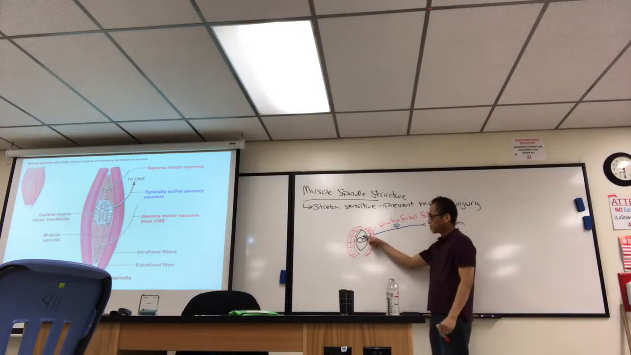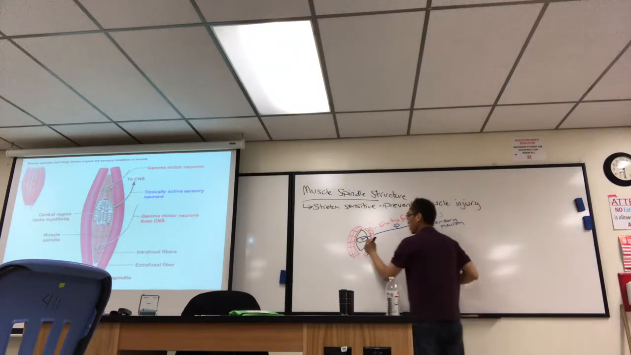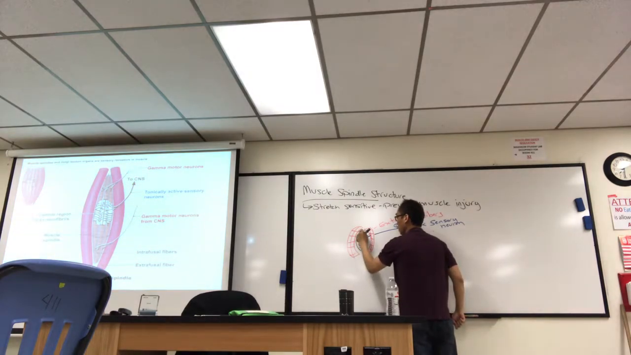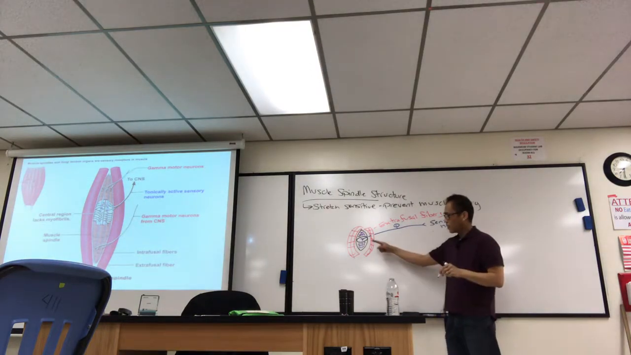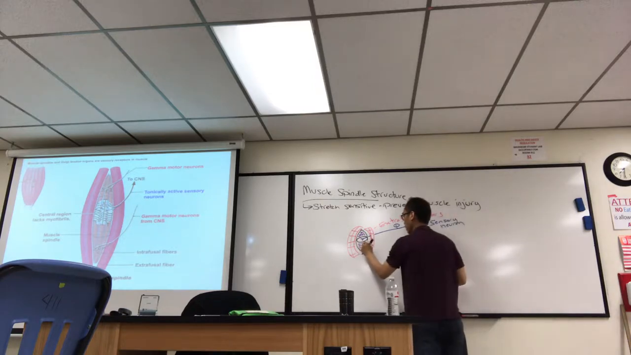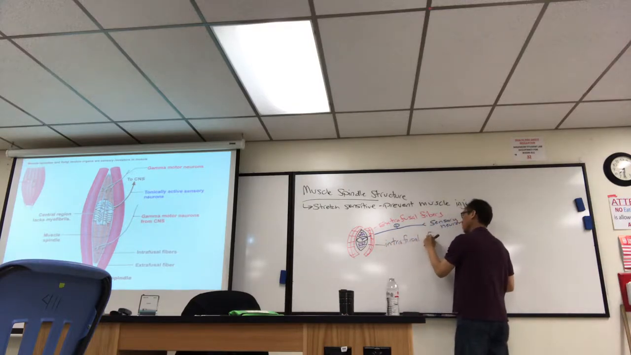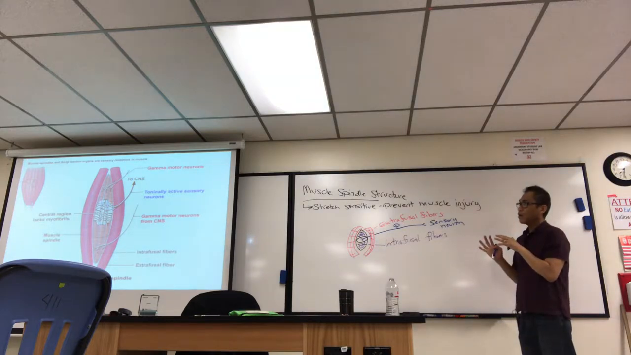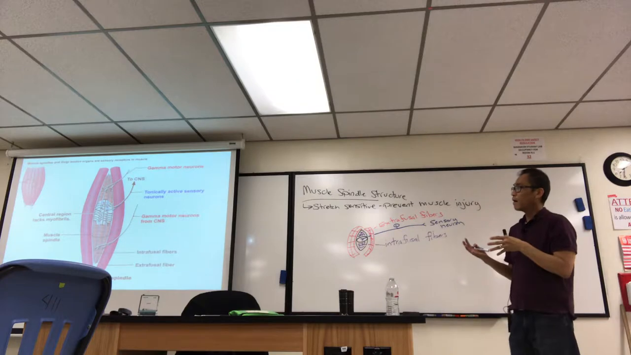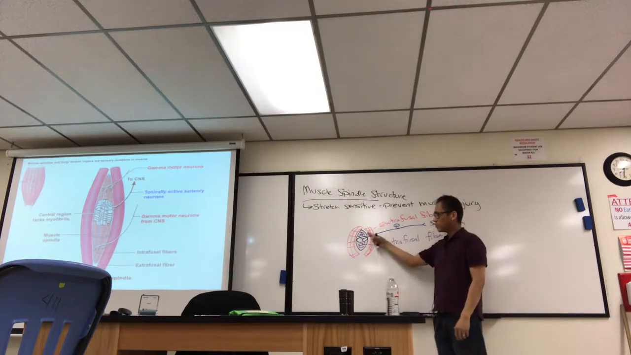Now on either side of the spindle, there are muscle fibers, okay? I'll use a different color, purple. These muscle fibers are called intrafusal fibers, and they're on either side of the sense organ. So we have two kinds of muscle fibers. Extrafusal fibers are regular muscle fibers that we've been talking about all semester. But associated with the muscle spindle are intrafusal fibers that are on either side of the sense organ.